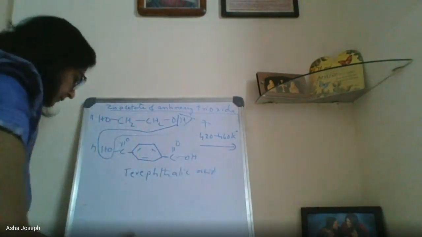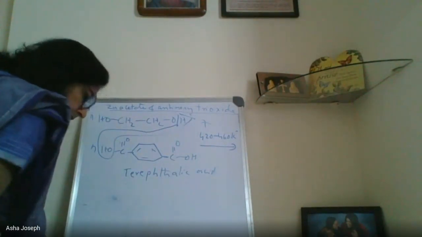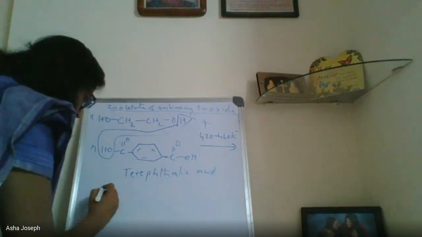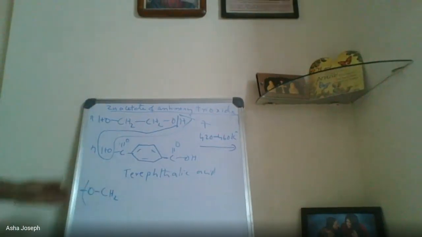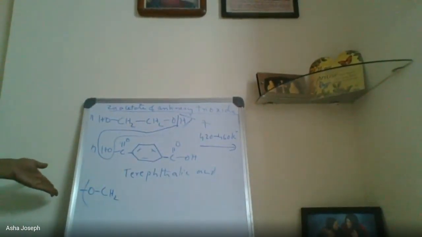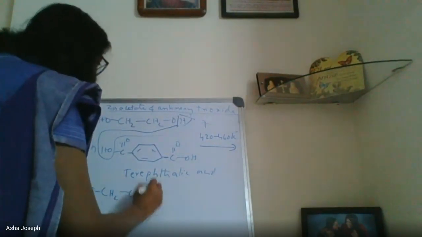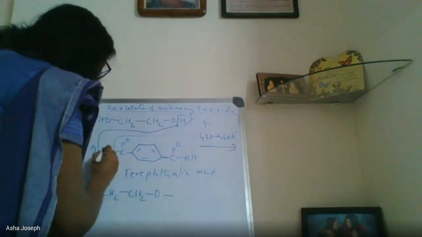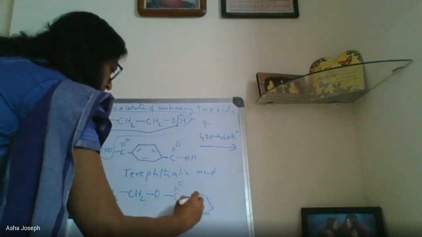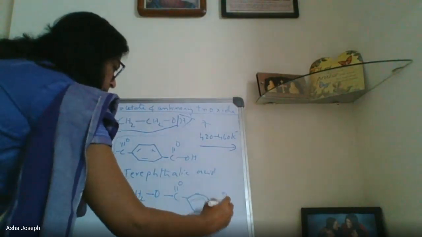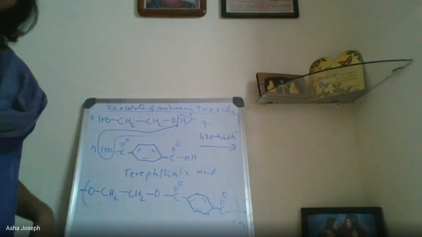Now here this side CH2, CH2, O. H I will not write because this side another terephthalic acid will come. Now here O is there and OH is removed, C double bond O, benzene ring, C double bond O, n times. Have you understood? The polymer like that only.